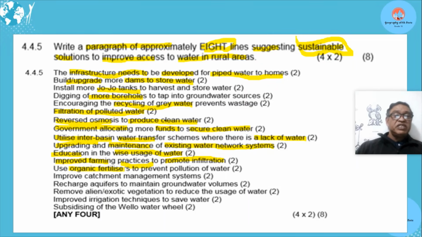Use organic fertilizers to prevent pollution of water, because that's another one where if you use those fertilizers that carry major chemicals, it pollutes the water, reducing the quality and amount of good quality water. Improve catchment management systems. Remember, you did this in geomorphology. See, there's a link here where we manage the catchment area better. There's less runoff, there's less erosion, more natural areas, you understand, which will maintain the quality of the water.